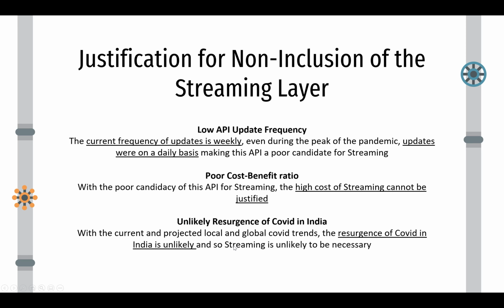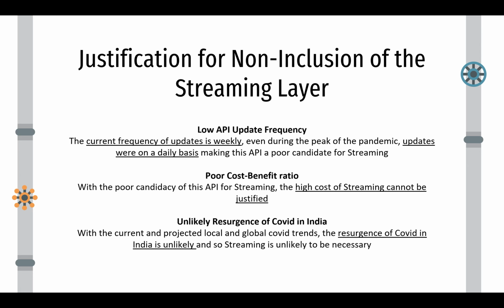So the non-inclusion of the streaming layer is due to the low API update frequency, which even at its peak was about 1 day, which is still not ideal for streaming, but has now gone to 1 week, which again is not a good candidate for streaming. As such, it has a poor cost to benefit ratio.